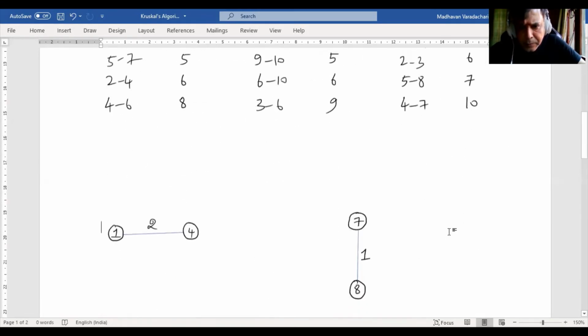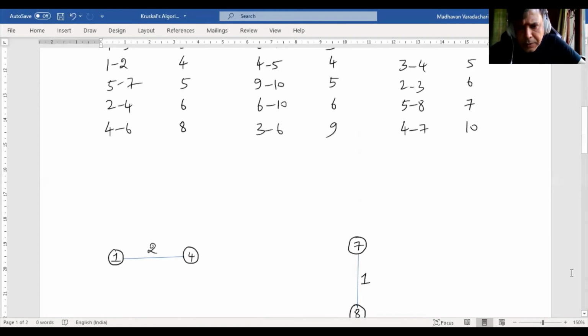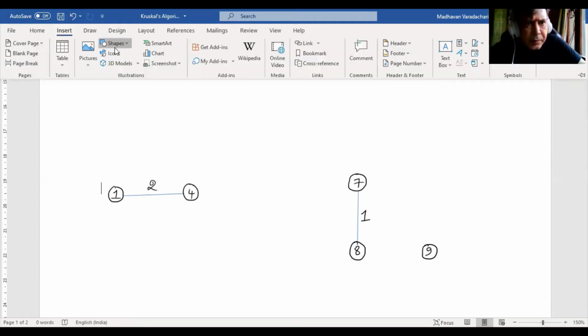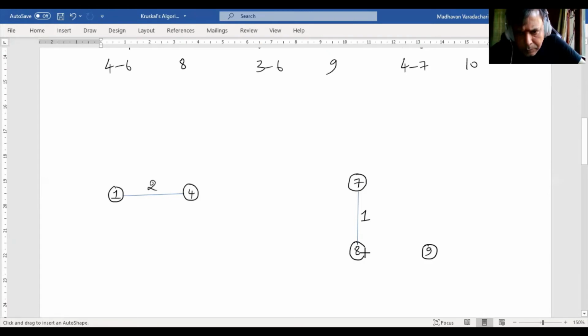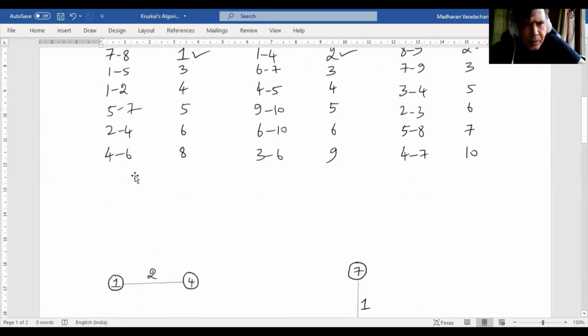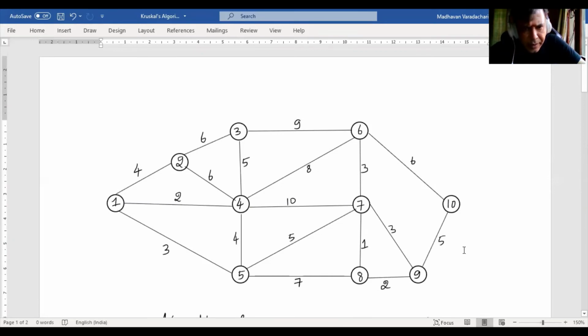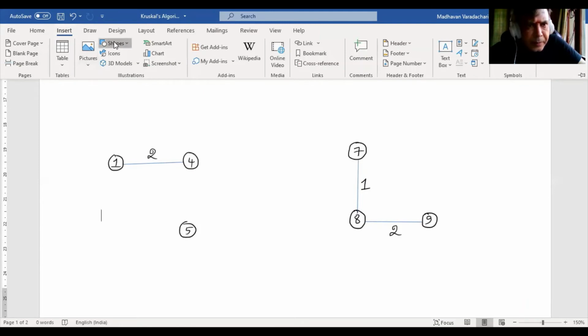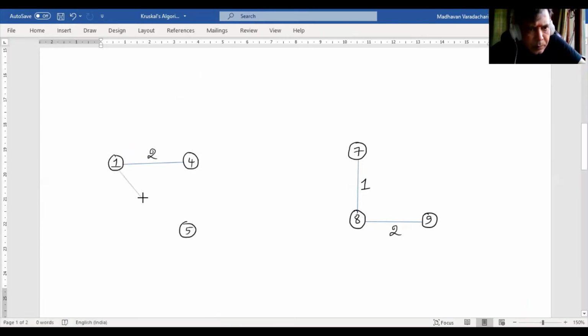Next is 8 to 9. 8 to 9 is here. So I'll put a circle here. Join 8 and 9. 8 to 9 is also done. Then comes 1 to 5. Where is 1 to 5? 1 to 5 is like this. Join nodes 1 and 5. Okay.